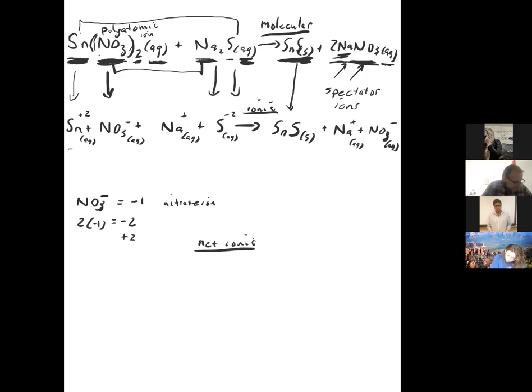You have tin +2 aqueous. So look at the symbol, the charge and the state of matter. If it's the same on both sides, you can cancel it. It's not the same for tin though, right? Here, it's not a separate ion. It's not Sn plus 2 aqueous. It's SnS. That's different. So you can't cancel the tin. Nitrate, NO3 minus aqueous. NO3 minus aqueous. That you can cancel. Wham. So those are gone. Those are spectator ions, right? The nitrate is a spectator ion.